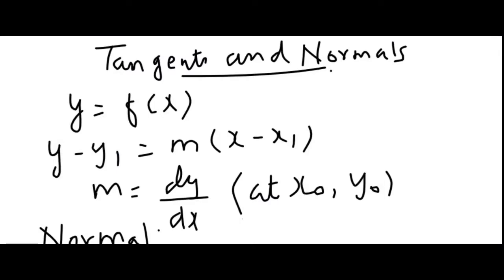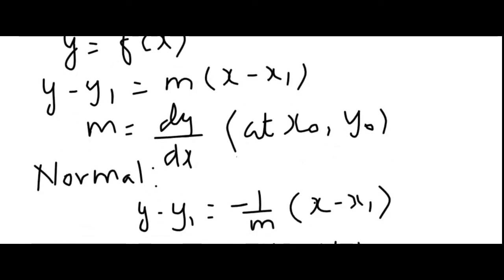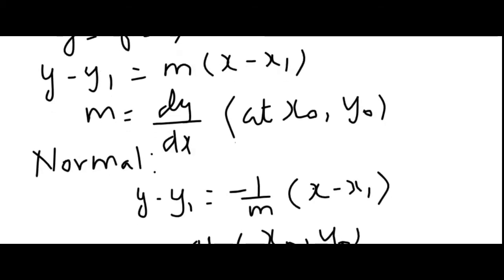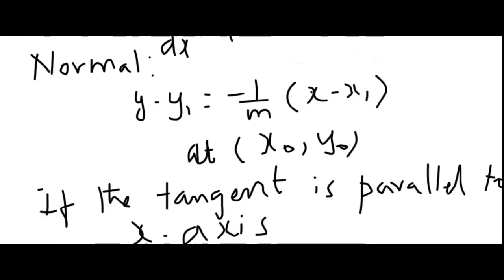Tangents and normals. For the curve y is equal to f of x, the equation of the tangent is given by y minus y1 is equal to m into x minus x1, where m is equal to dy by dx at a point x0, y0. And the equation of the normal is given by y minus y1 is equal to minus 1 by m times x minus x1 at the point x0, y0.